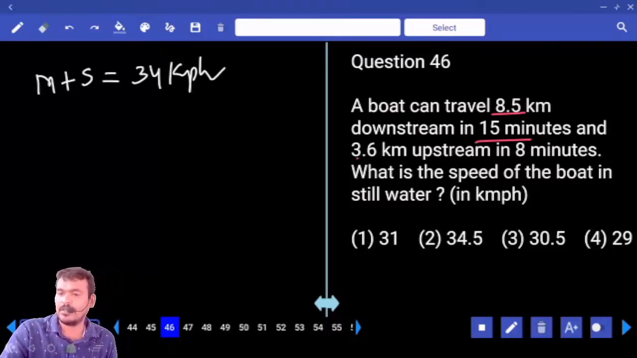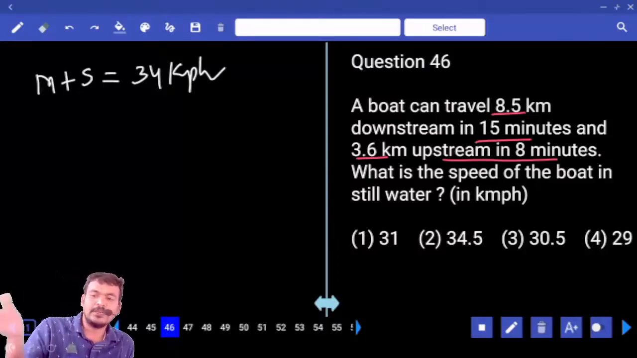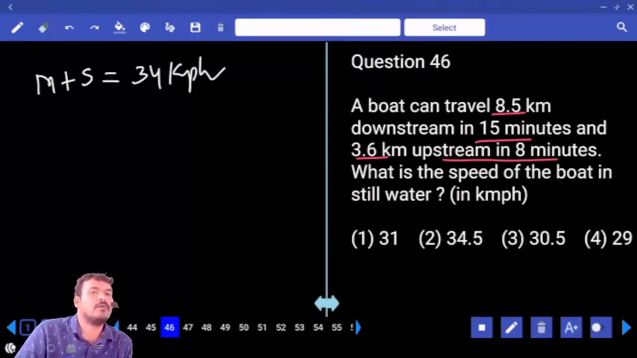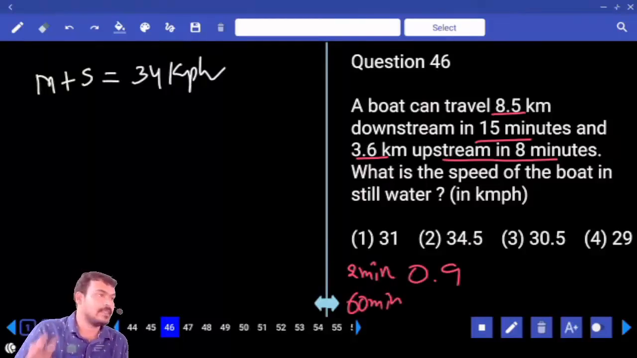Next, second one, 3.6 kilometers upstream in how many minutes? 8 minutes. 8 minutes, 3.6. Then 4 minutes, 1.8. Then 2 minutes, 0.9. Every 2 minutes, it is 0.9. Then 60 minutes, 30 times or not? 30 times means 30 into 0.9, 27.